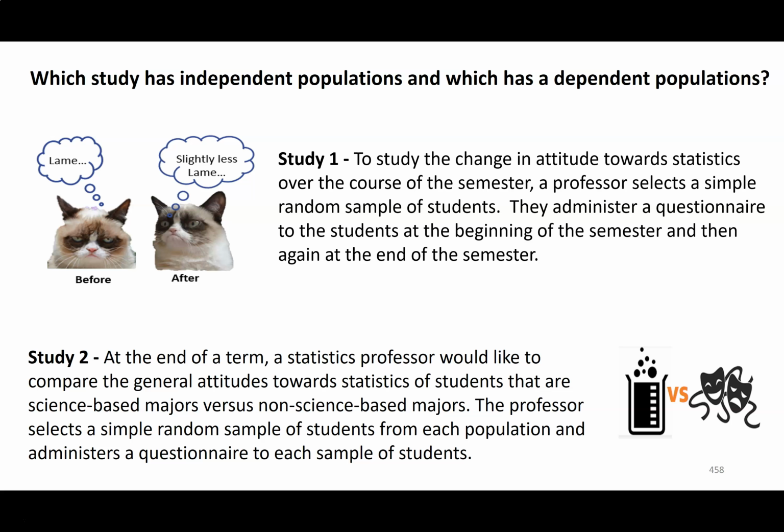So here we have a couple of studies. So study 1, we're interested in looking at how the attitude changes towards stats over the course of a semester, which we don't even have semesters. So a professor takes a simple random sample of their students. They give a questionnaire at the beginning of the semester, and then they give that questionnaire again at the end of that semester. So what do we think? Independent or dependent?